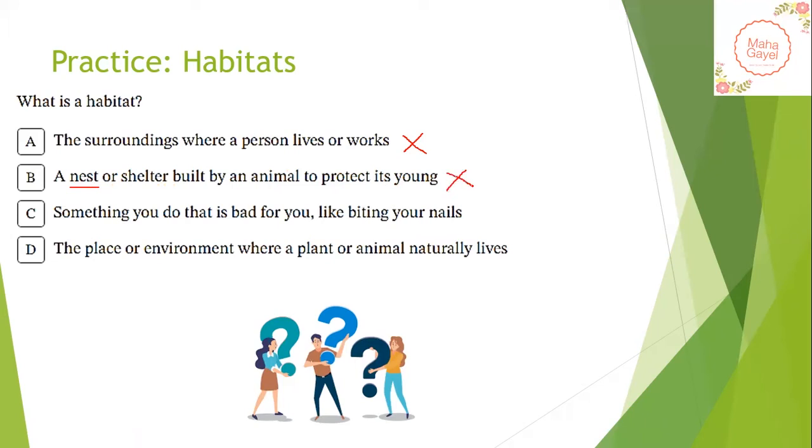An incorrect answer. C, something you do that is bad for you, like biting your nails. What? No, of course not. This is not a correct answer. And finally, the place. Wait, look at this point. Yes, a place or environment where a plant or animal naturally lives. So this is the only correct answer. So the answer is D.